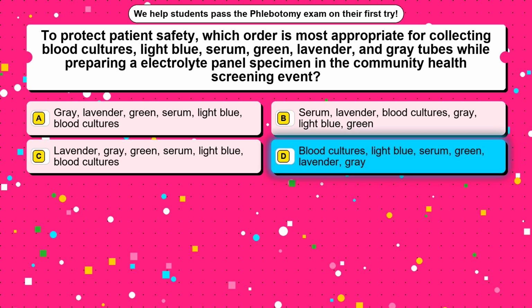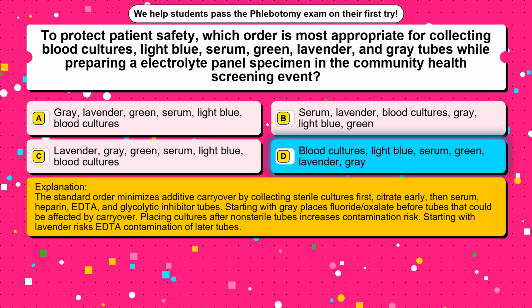The correct answer is option D. Blood cultures, light blue, serum, green, lavender, gray. The standard order minimizes additive carryover by collecting sterile cultures first, citrate early, then serum, heparin, EDTA, and glycolytic inhibitor tubes. Starting with gray places fluoride/oxalate before tubes that could be affected by carryover. Placing cultures after non-sterile tubes increases contamination risk. Starting with lavender risks EDTA contamination of later tubes.